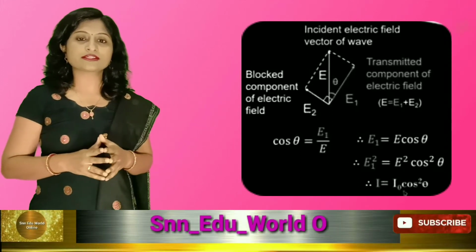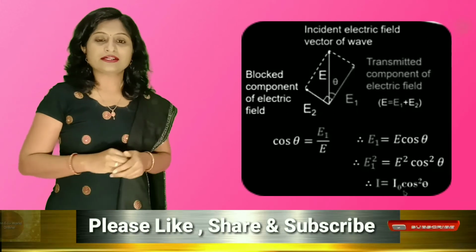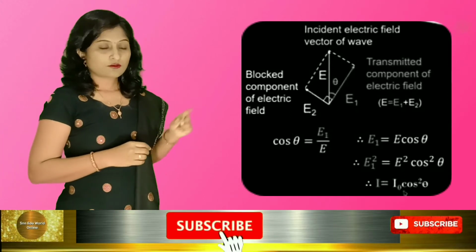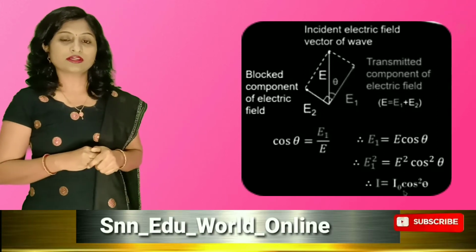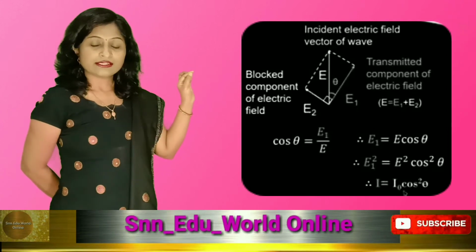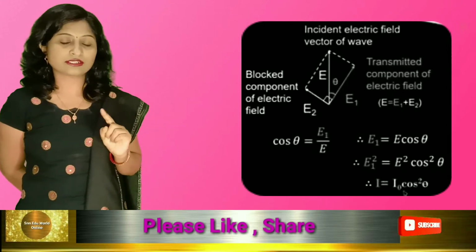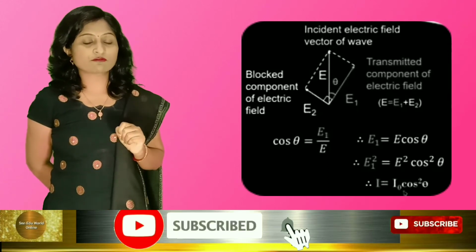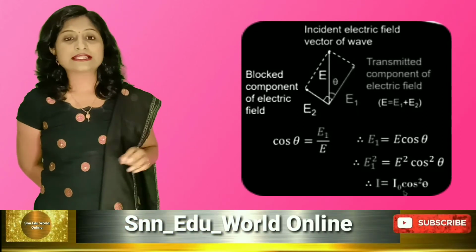So how to solve this? Observe the triangle where theta is there. In that triangle we can use trigonometry. Cos theta equals E1 upon E. Then E1 equals E cos theta by cross multiplication. Now squaring both sides, we get E1 square equals E square cos square theta.